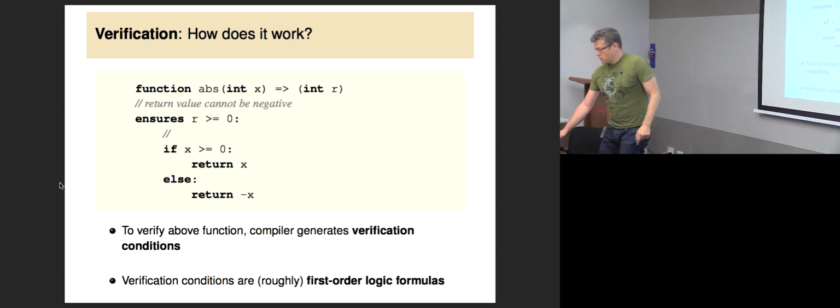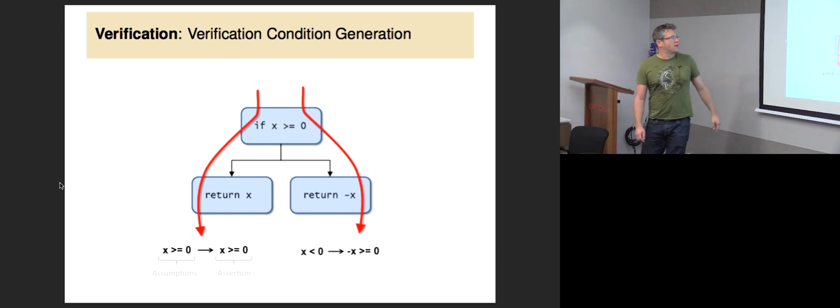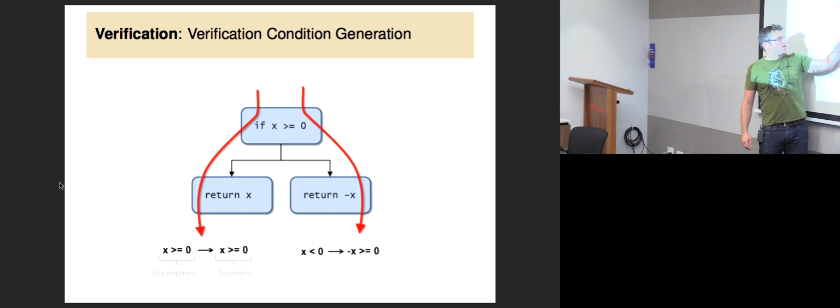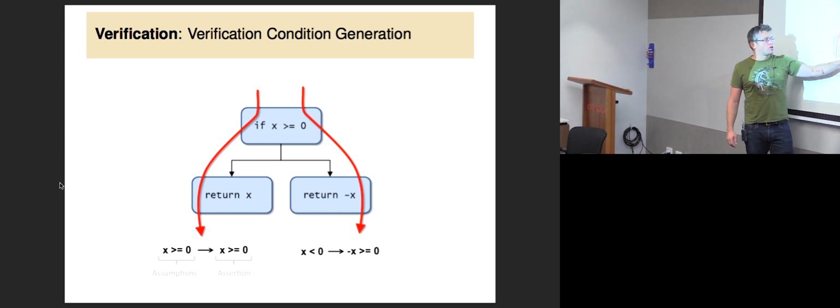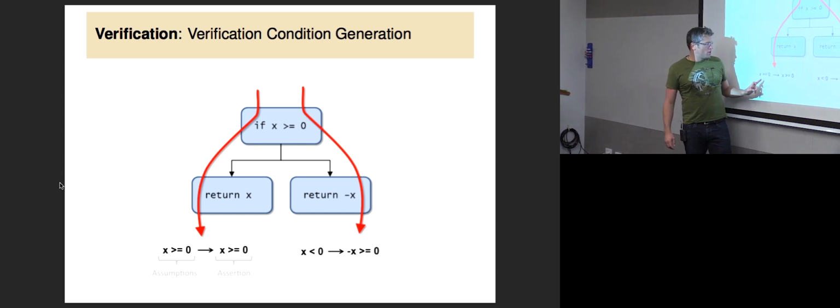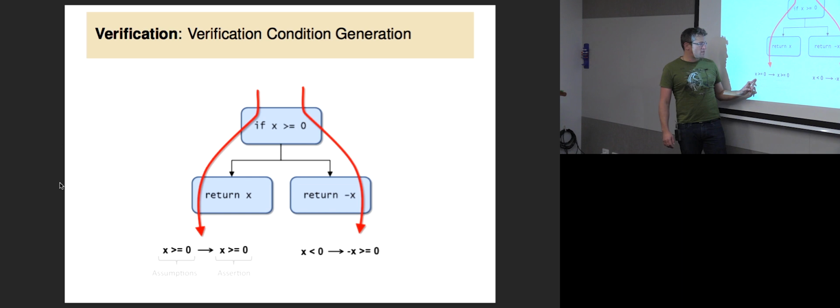And in fact, this is what it'll look like, right? So we've got it going down this way. If this is the true branch down here, then I've got x is greater than or equal to zero, and I'm returning x, and that should then itself be greater than or equal to zero. So you end up with a logical implication that says, if x is greater than or equal to zero, then it must be the case that x is greater than or equal to zero. Okay, that's not very difficult to figure out, right?